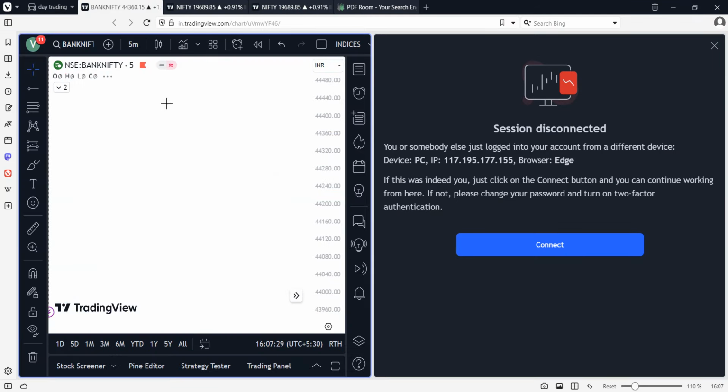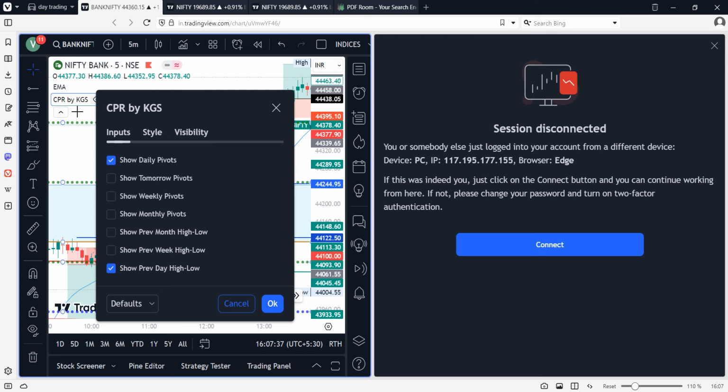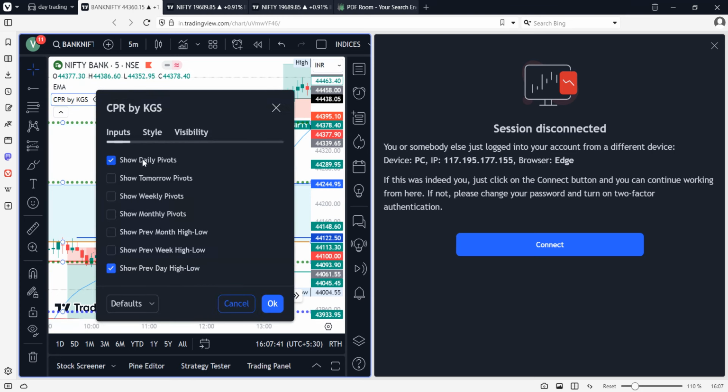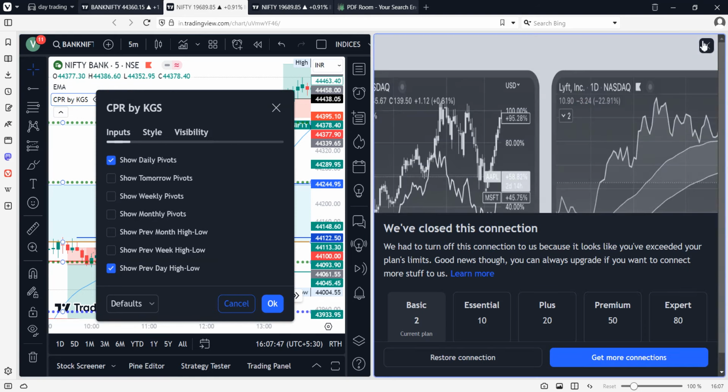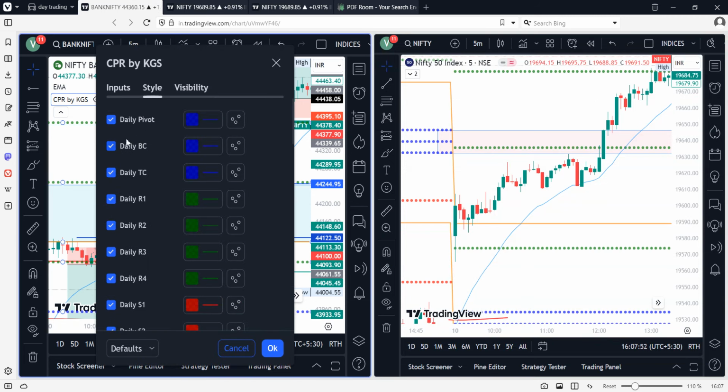Let's go here, how you can customize these levels. When you go to the settings here, you see show daily pivots. As we are day traders, we can customize these levels. And you're going to have the style here. You can style it whatever you want, whatever color you want. I have styled these according to my needs.